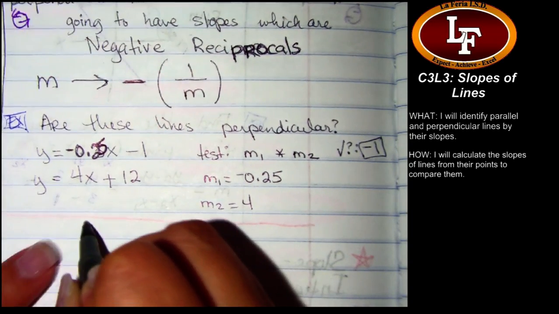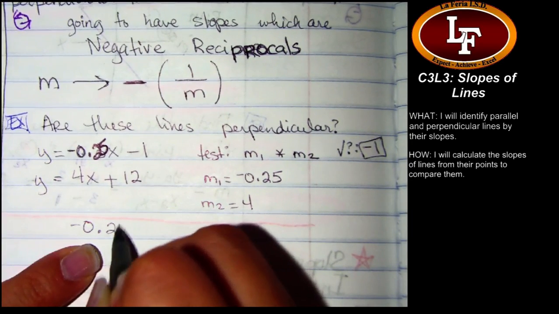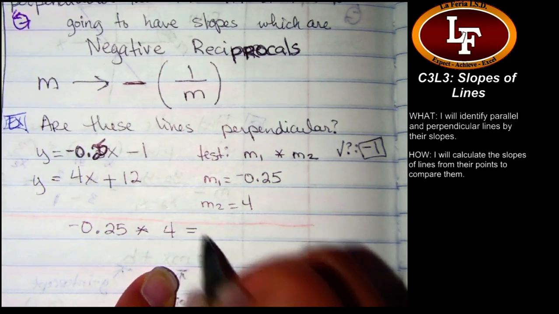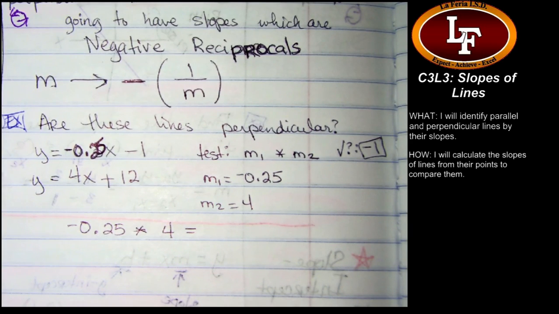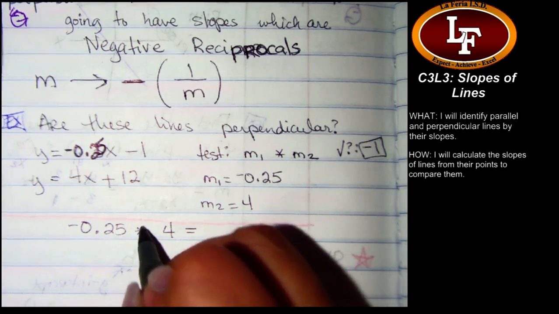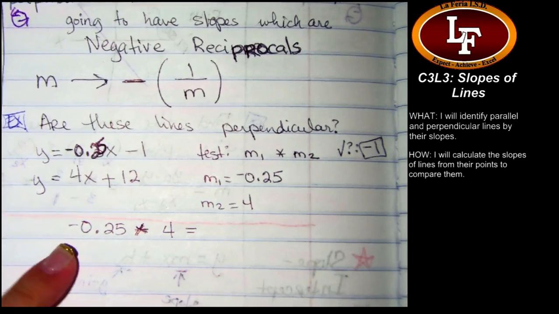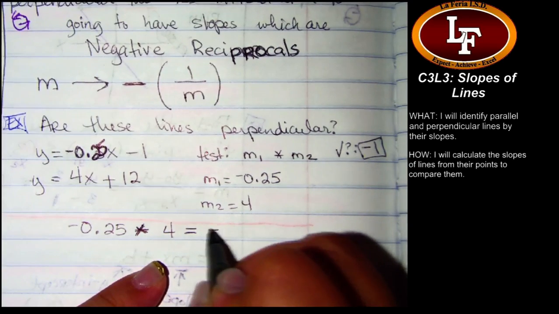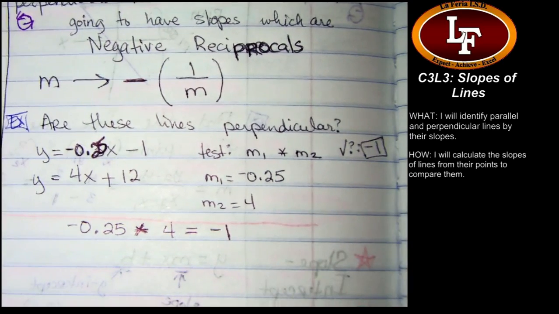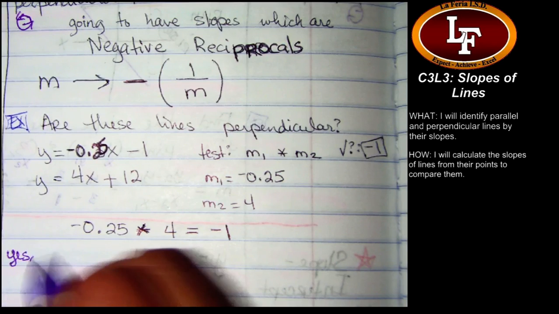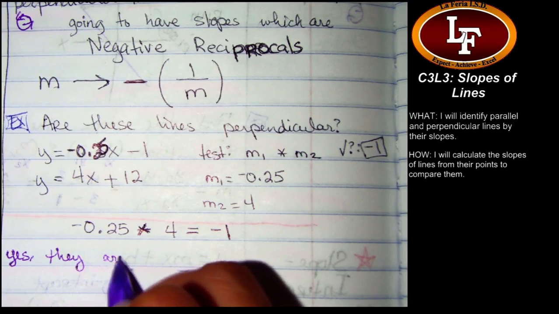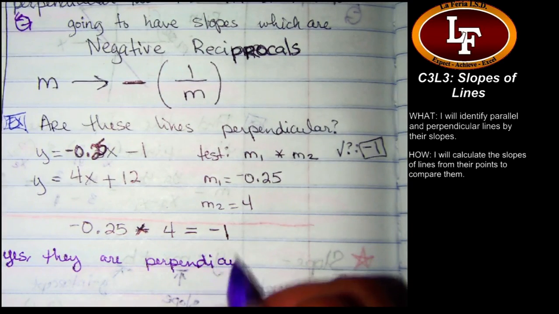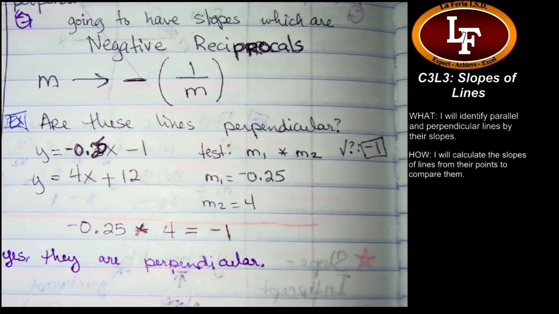So grab a calculator and type in this and tell me what you get. Is that times 4? Yeah, this is a multiplication right here. So negative 0.25 times 4 equals negative 1. So yes, these lines are perpendicular. Because they passed our test. Good job, slopes, you're not failing.